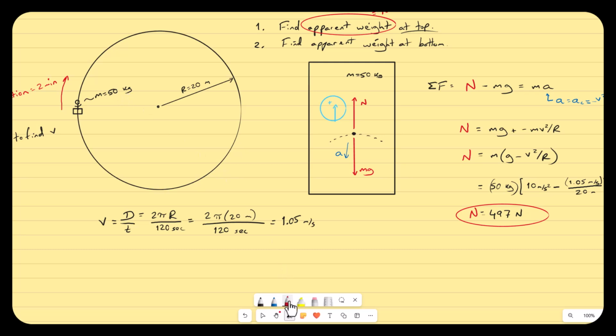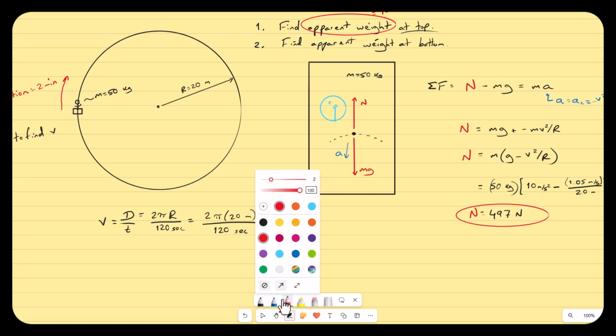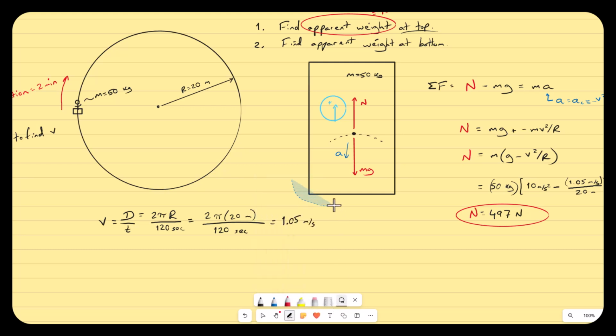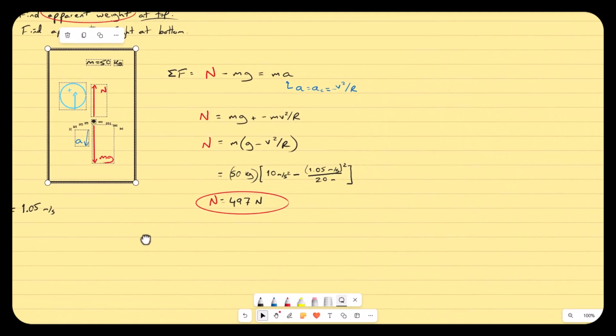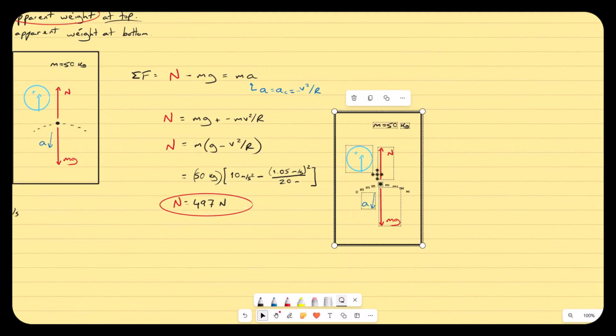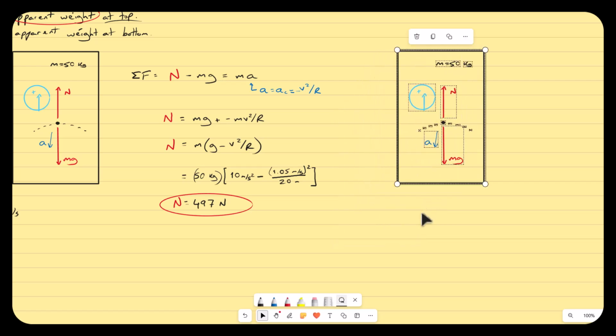Let's see what happens at the bottom. At the bottom, I can start with this same free body diagram again, just for a moment. At the bottom, what's different is that this path is no longer curved in this direction. Now my path is curved this way, which also means that my acceleration vector has to point towards the center of my circle, so it's positive.